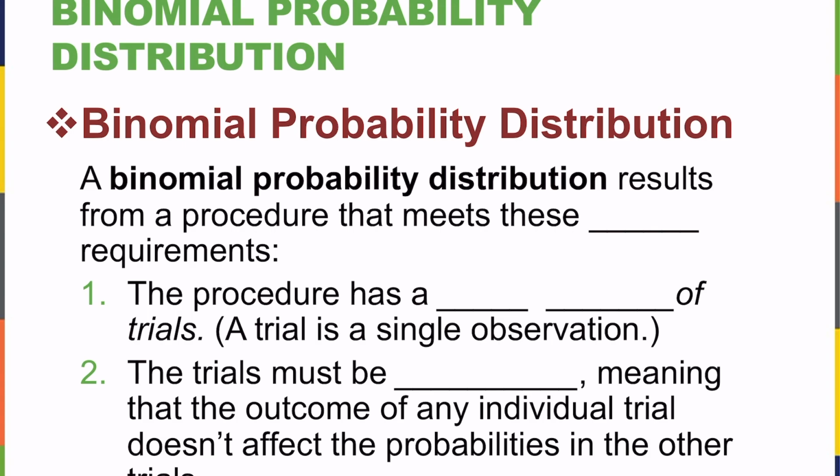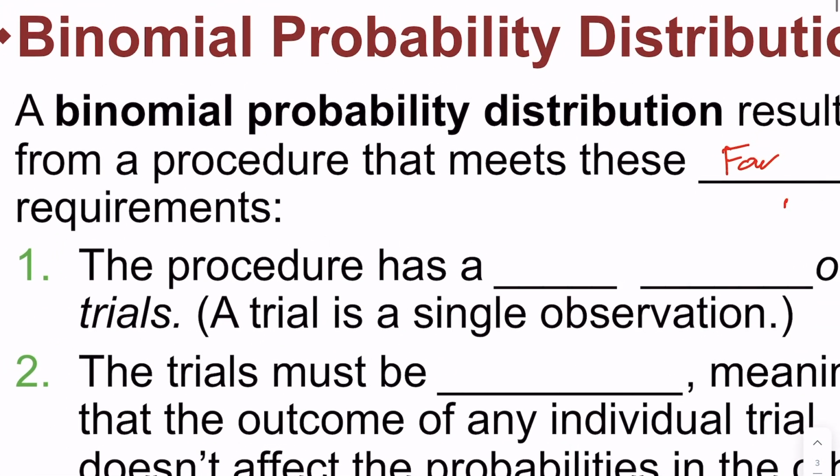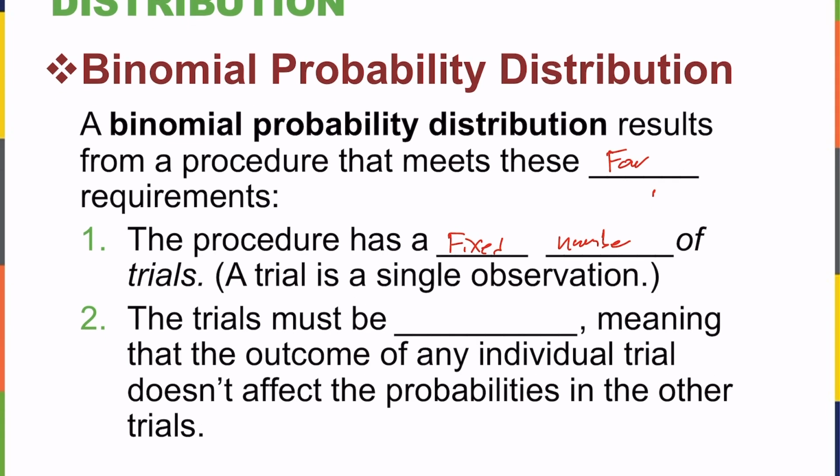so a binomial probability distribution results from a procedure that meets these 4 requirements. First, the procedure has a fixed number of trials, okay? So you've got a procedure that you repeat a fixed number of times. The trials must be independent. They must be independent from each other.